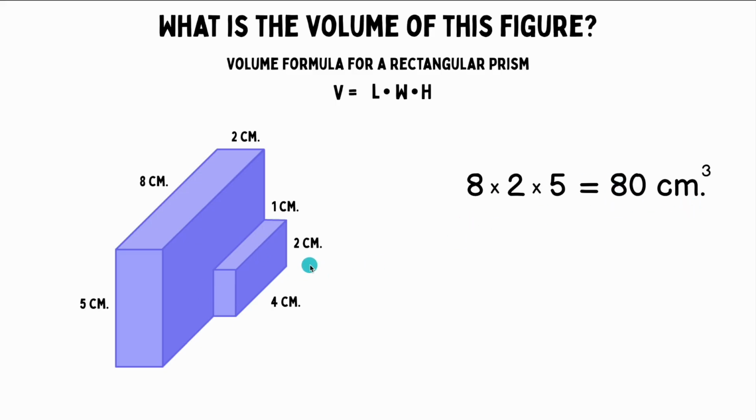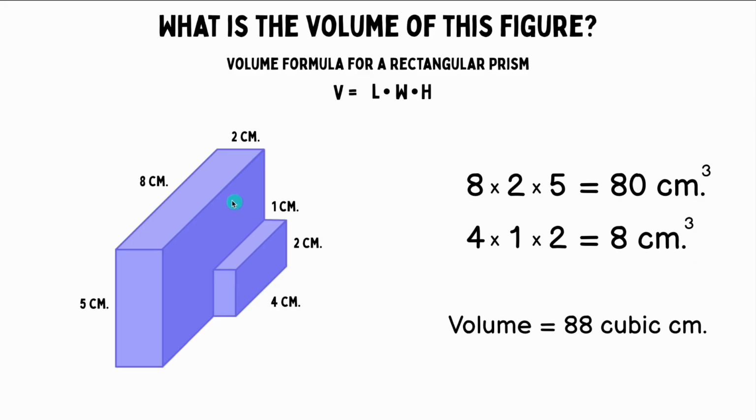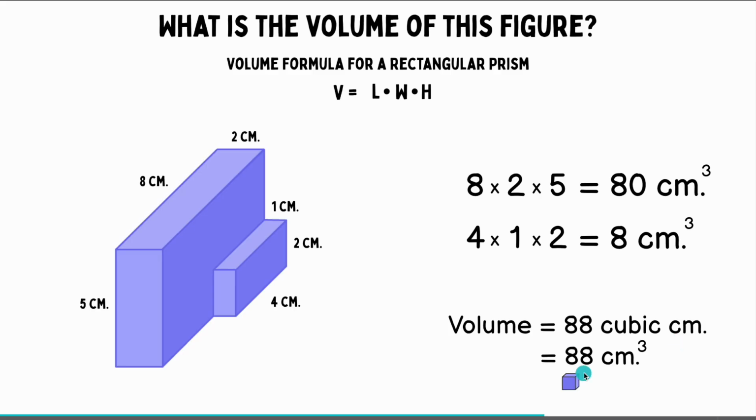Now let's find the volume of this rectangular prism. We need the length times the width times the height. We know that 4 times 1 times 2 equals 8 centimeters cubed. Now let's combine 80 and 8. We know that 80 plus 8 equals 88. So the volume of this compound figure is 88 cubic centimeters, or we can say 88 centimeters cubed. That means it would take 88 cubic centimeters to fill up the volume inside of these rectangular prisms.